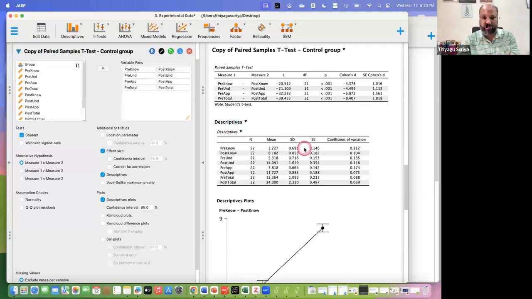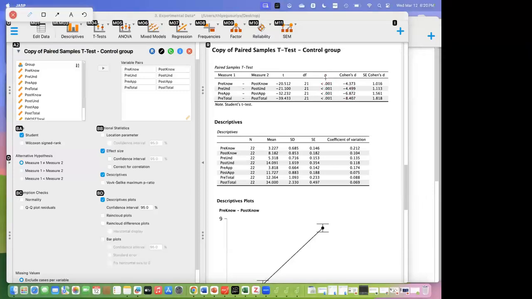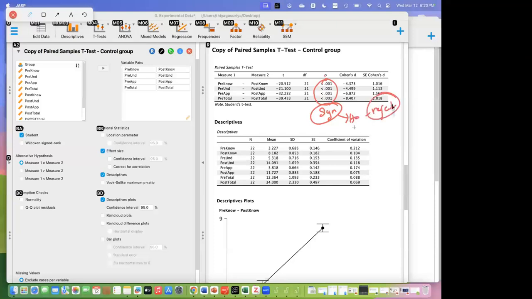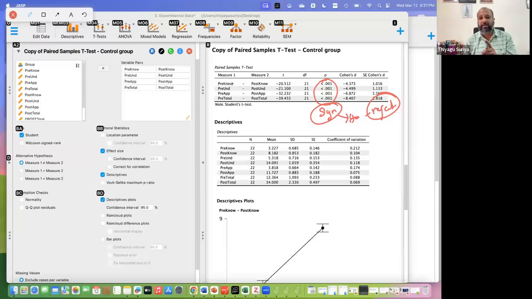Now tell me the interpretations. What is our p-value for all the 4? Sir, all these 4 are significant. Significant for all the cases. What is the meaning? Your null hypothesis is rejected. Therefore, what is the finding? There is a significant difference between pre-knowledge and post-knowledge in the experimental group. We copied this from the control group, but basically it's an experimental group. There is a significant difference in the pre-understanding and post-understanding in the experimental group.